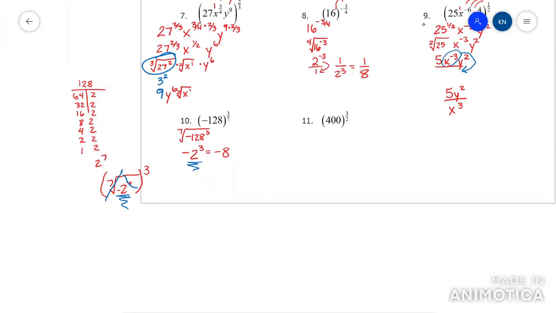All right, this next one, 400 to 3 halves. Well, that's the square root of 400 cubed. So do the square root of 400 first. That's 20. So it's really like 20 cubed, which is going to be 8,000. So that's how I would do that first page.